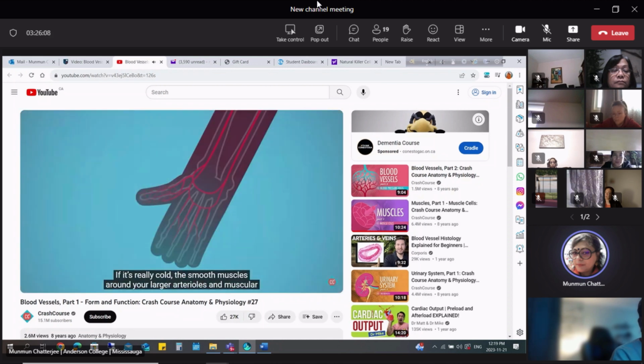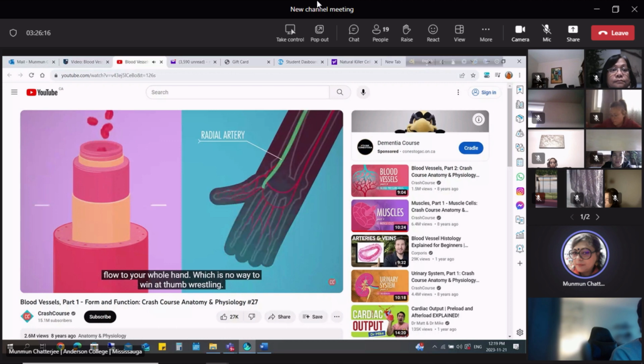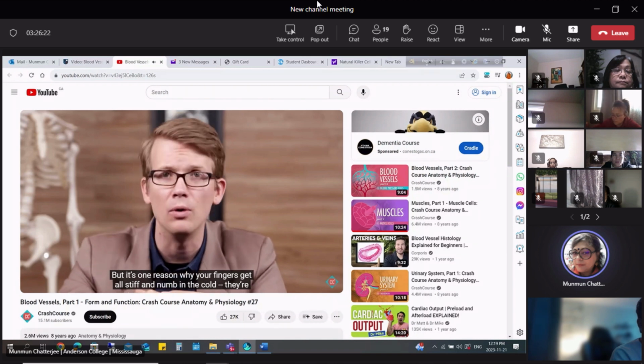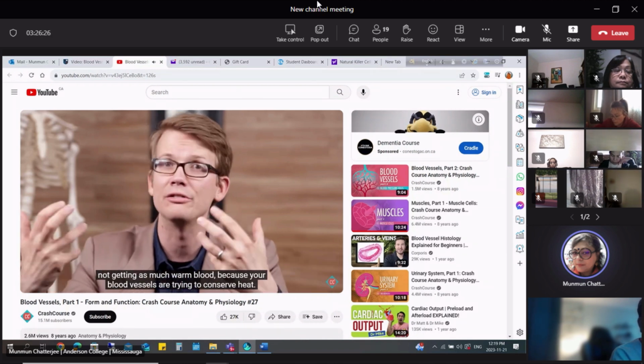If it's really cold, the smooth muscles around your larger arterioles and muscular arteries, like that radial artery in your lower arm, will also squeeze, slowing blood flow to your whole hand, which is no way to win at thumb wrestling. But it's one reason why your fingers get all stiff and numb in the cold. They're not getting as much warm blood because your blood vessels are trying to conserve heat.